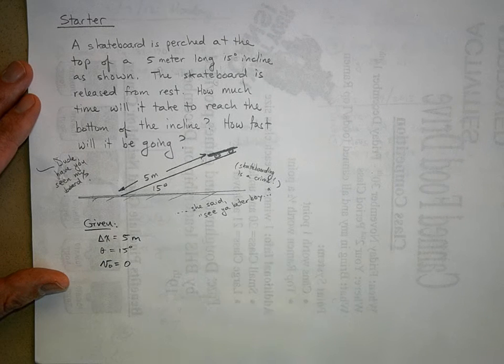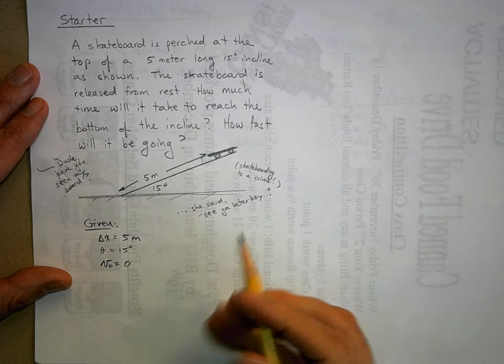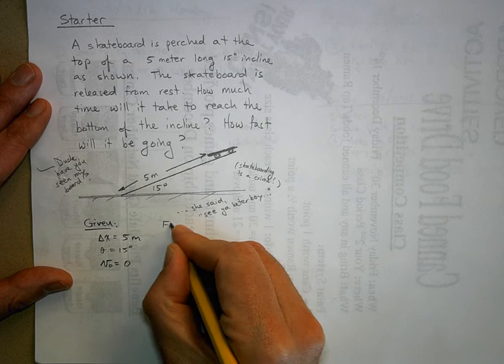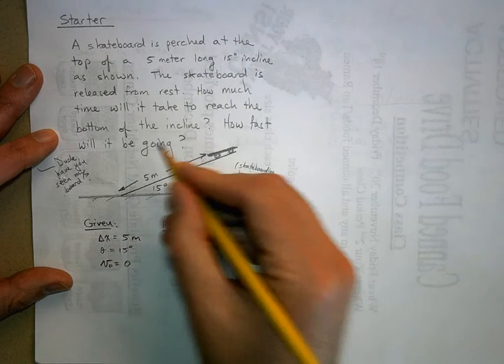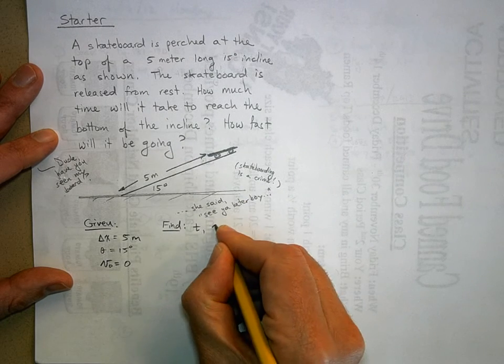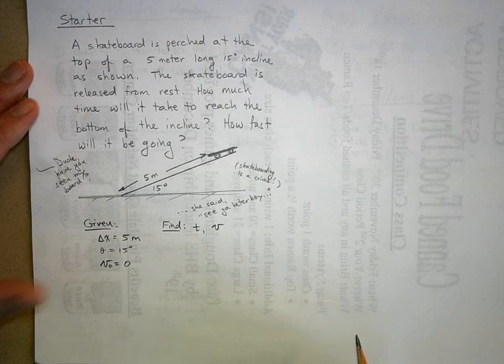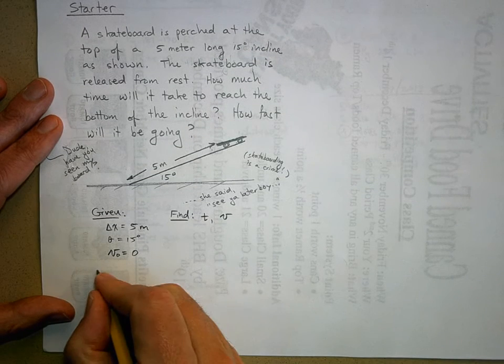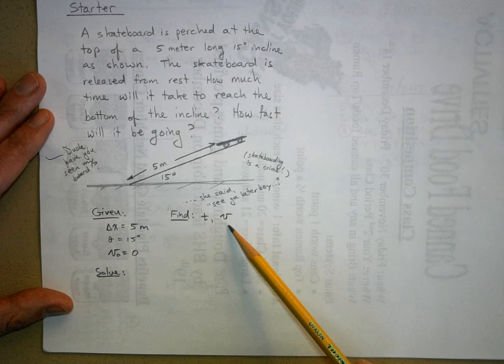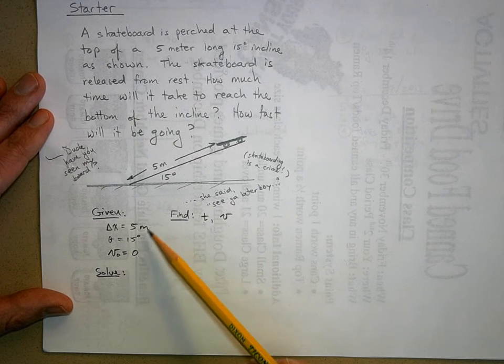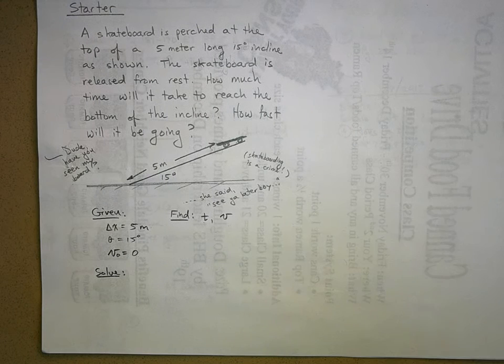Okay, and what we're trying to find is how much time it takes and the final velocity when it reaches the bottom. So let's solve it. In order to find the time and the velocity given the initial velocity and delta x, this is a kinematics problem. And so we're going to have to use force to figure out what the acceleration is.